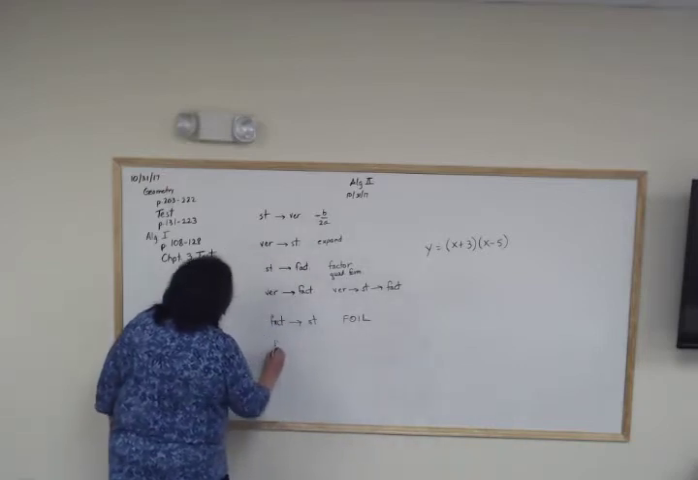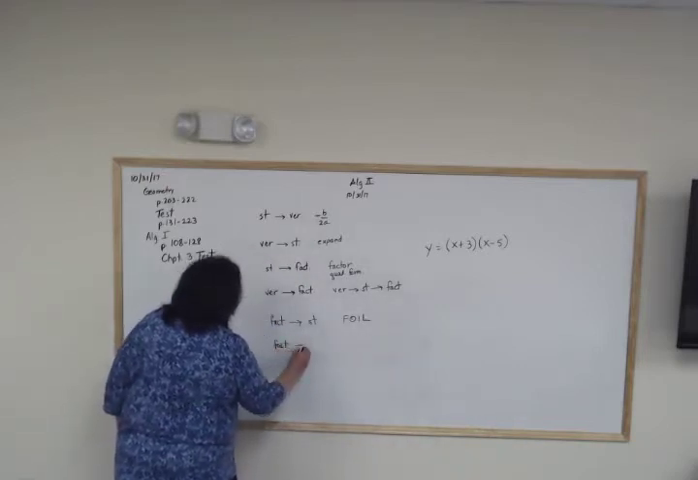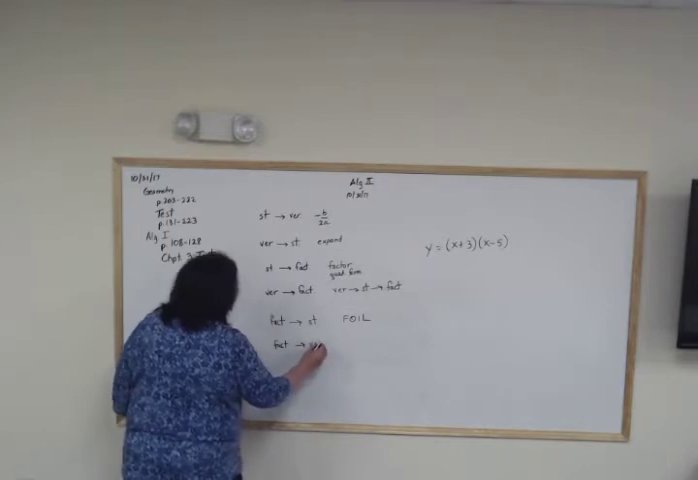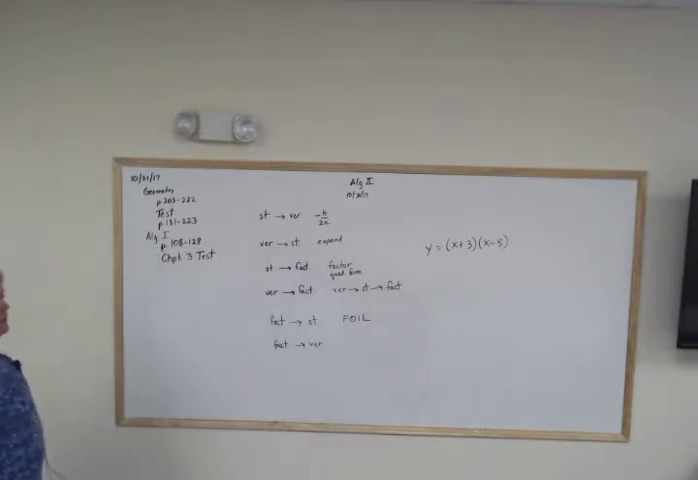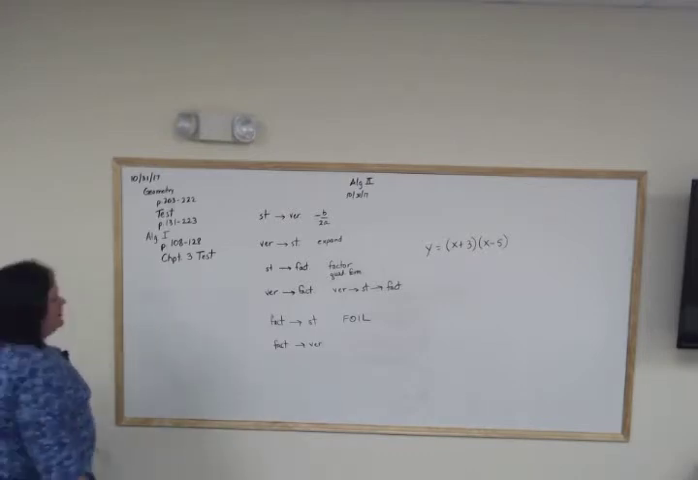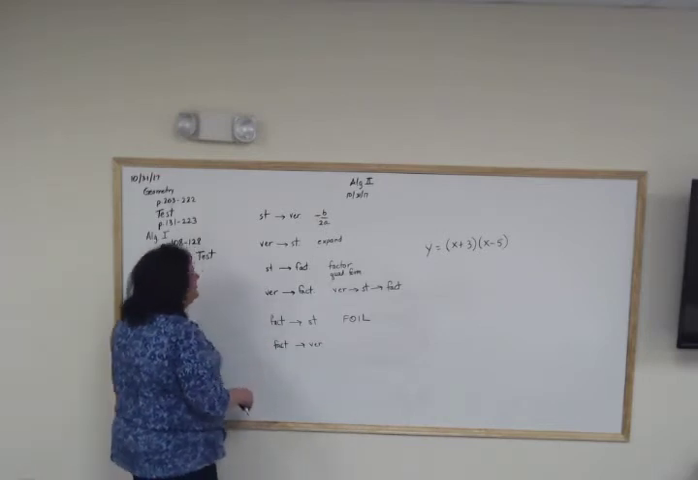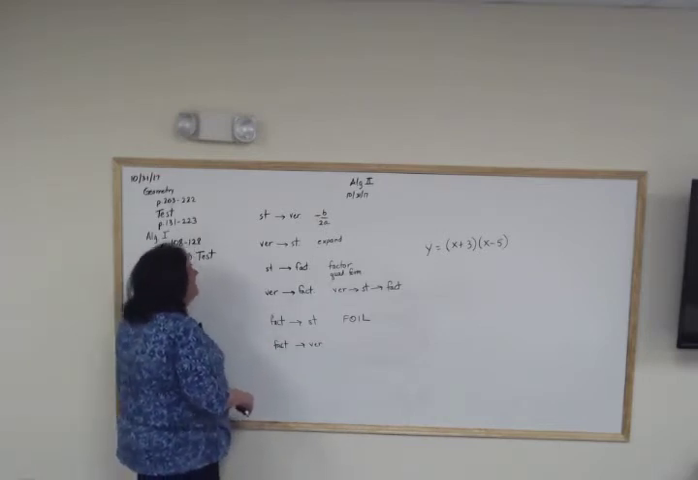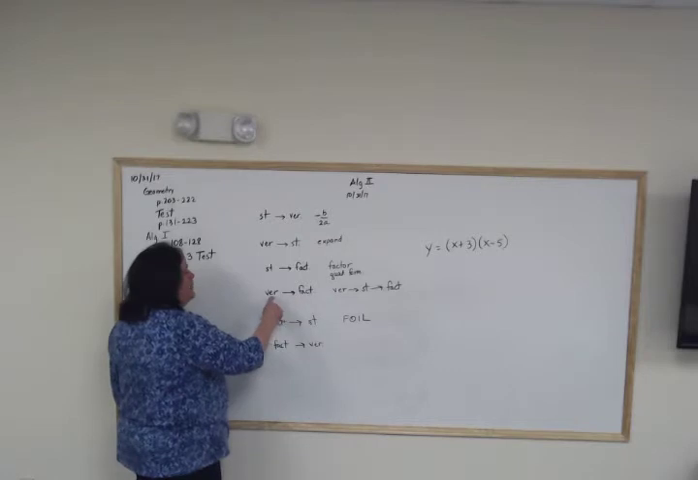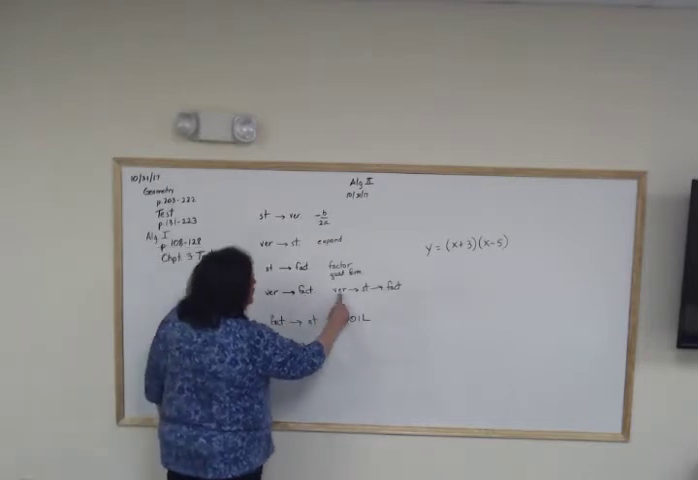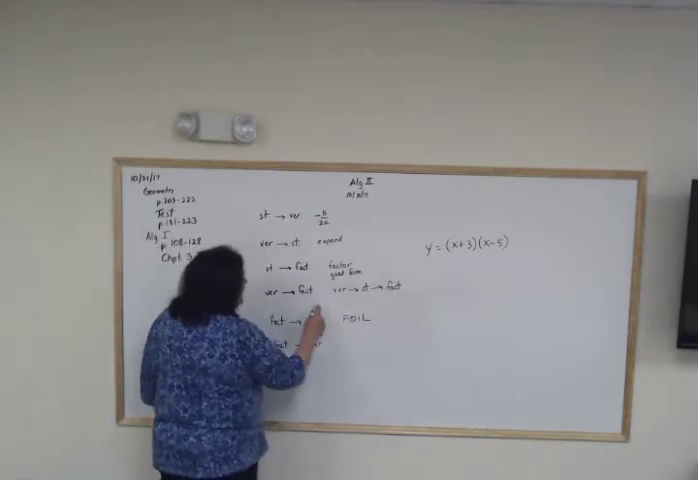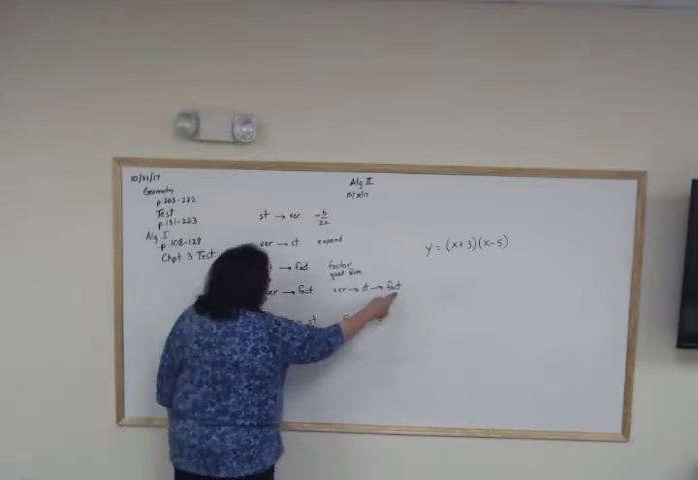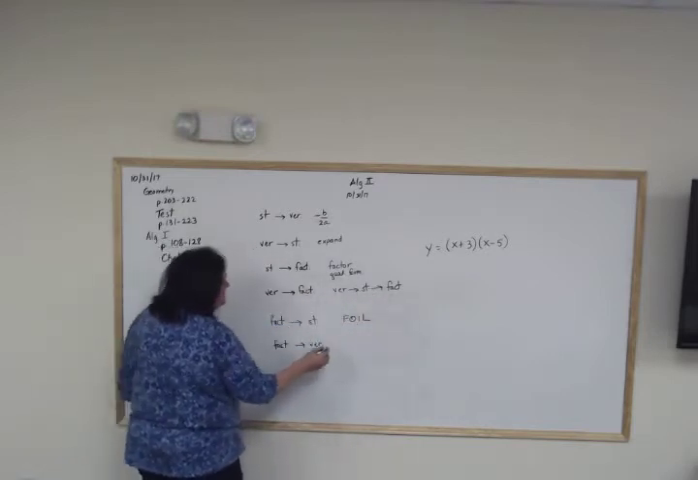Now, how do you think I'm going to go from factored to vertex? You foil it and then you do negative b over 2a. That's right. Look, how do I go from vertex to factored? Vertex to standard to factored. So how do I go from factored to vertex? Factored to standard to vertex.